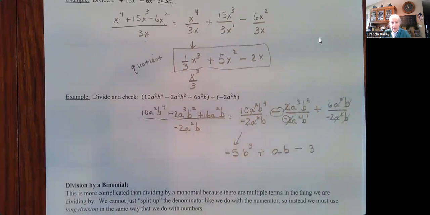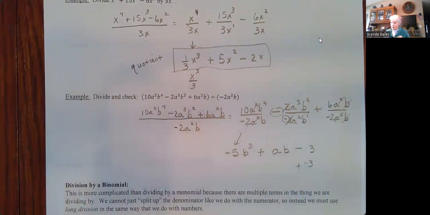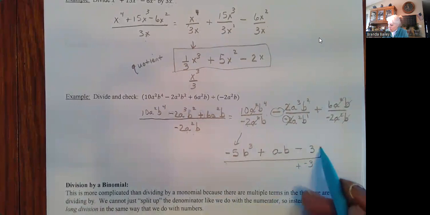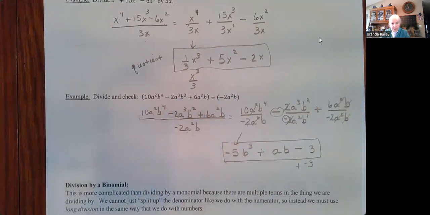All you have is the minus 3, or plus a negative 3, if you want to write it like that. You're more than welcome to. Pearson should accept that. So here's the quotient for these two here. All righty.